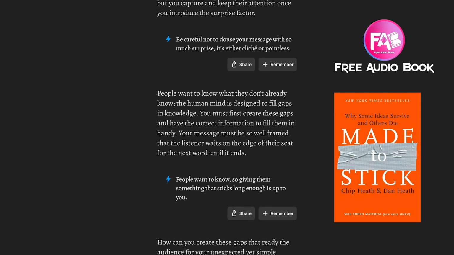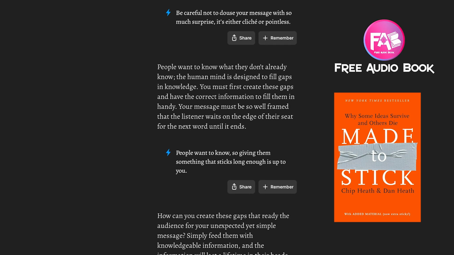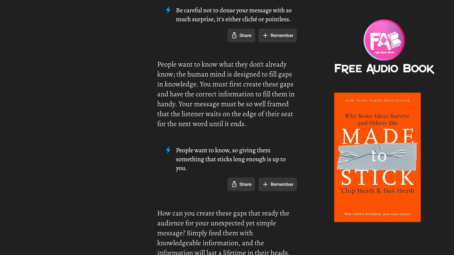People want to know what they don't already know. The human mind is designed to fill gaps in knowledge. You must first create these gaps and have the correct information to fill them in handy. Your message must be so well framed that the listener waits on the edge of their seat for the next word until it ends. People want to know, so giving them something that sticks long enough is up to you.